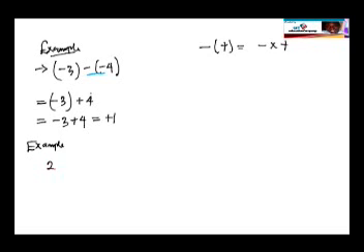Let's say we have 2 minus open bracket 3x plus 6. Okay, now what we'll do is this minus sign, who is having it? Is it the 2 or the whole of this? Now the first thing you need to know is to identify the owner of the minus sign, and actually the minus sign belongs to everything here. It does not belong to the 2, so you have to be able to identify that.